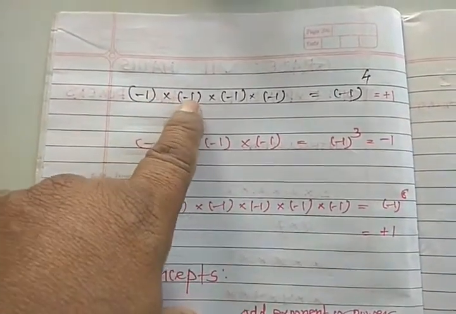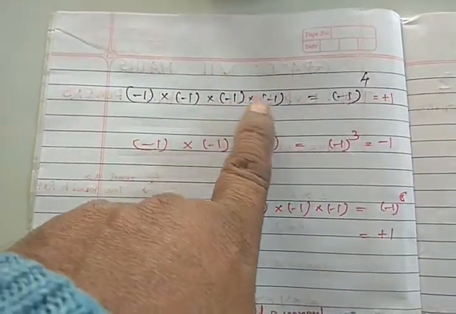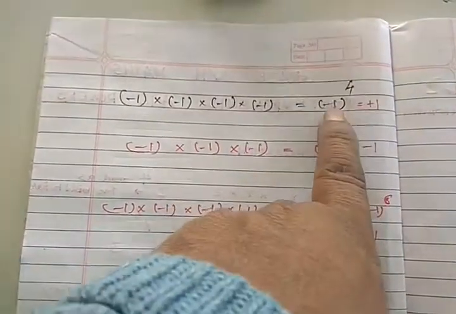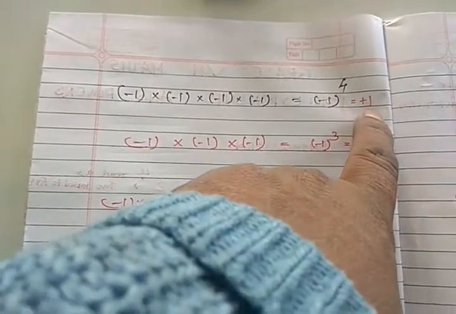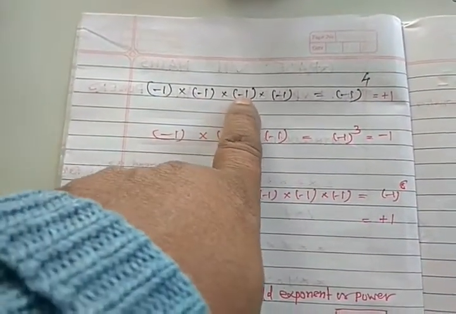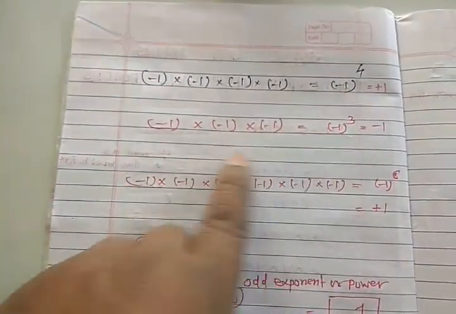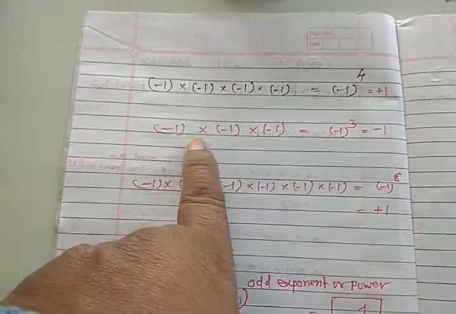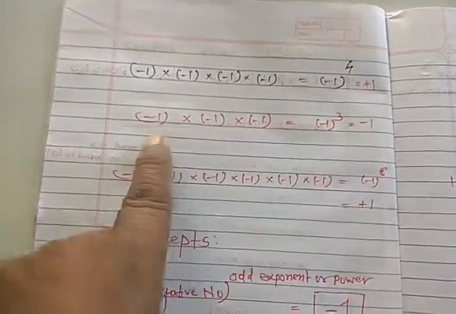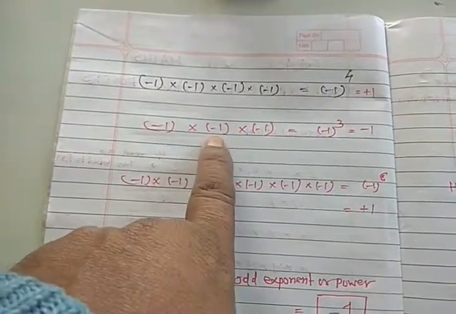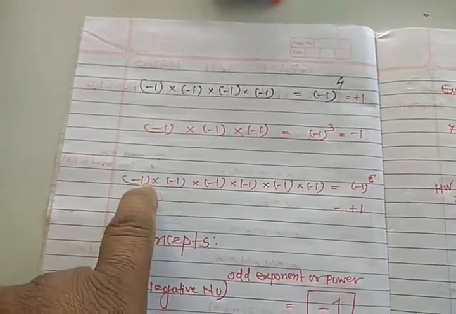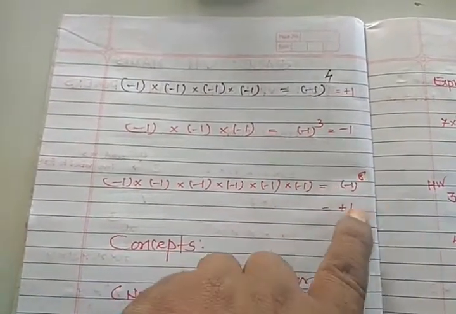Similarly, minus 1 multiplied by minus 1 multiplied by minus 1 multiplied by minus 1 is minus 1 raised to 4. When minus 1 is raised to 4, you will get plus 1. How? See, minus times minus is plus, plus times minus is minus, and minus times minus is plus. Minus 1 multiplied 3 times, minus 1 raised to 3, you will get minus 1 as the answer. How? Minus times minus is plus, plus times minus is minus. But if you write minus 1 six times, you will get minus 1 raised to 6 equal to plus 1.